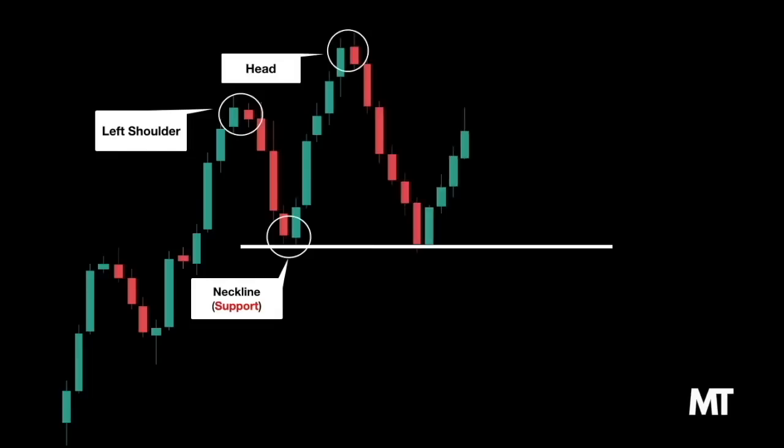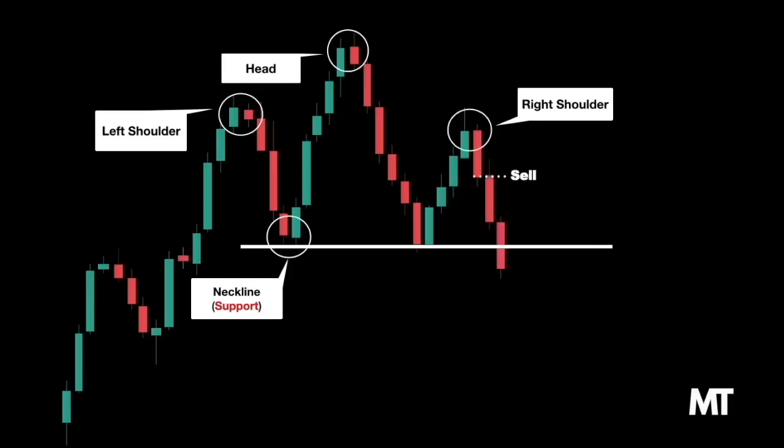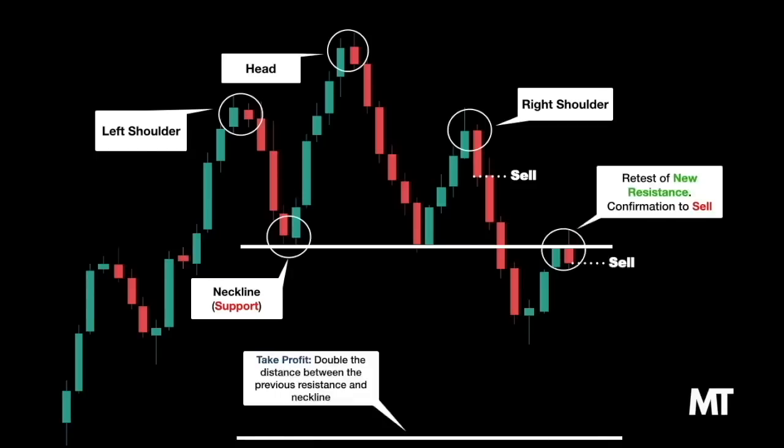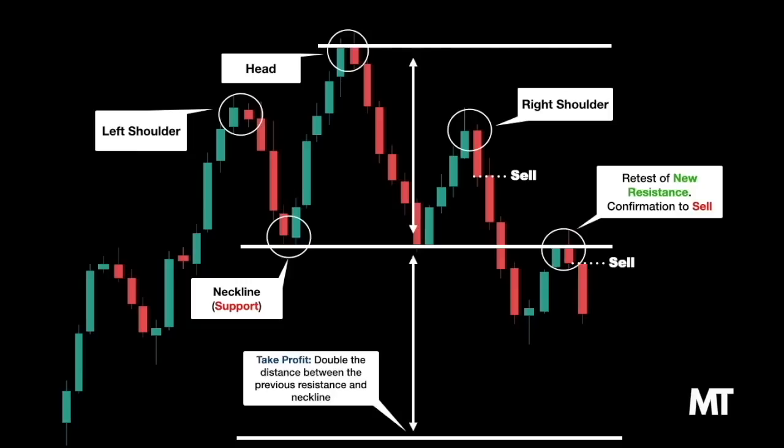Once again price is rejected from the neckline, and retraces to a lower resistance level creating the right shoulder. We can enter a first trade after price action confirmation. Price then pushes downwards and breaks the neckline. Once the neckline is broken, price retraces touching the previous support level, that now has become resistance. When bearish price action confirmation is clear, we can enter a second trade. To calculate the target for the trades, we simply need to double the distance between the head and the neckline.